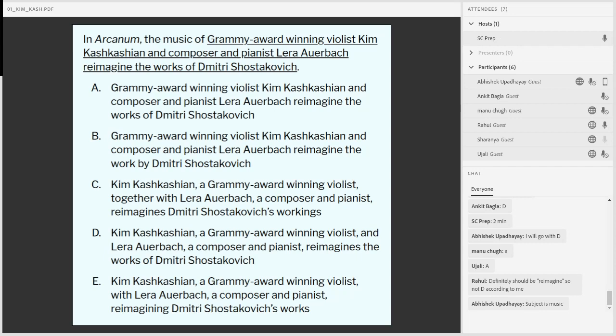So I didn't take the subject to be music here. What did you take the subject to be? So I took it according to the doers, because Kim K and the other one are reimagining the work of Dimitri. So that's why I said it should be reimagined.